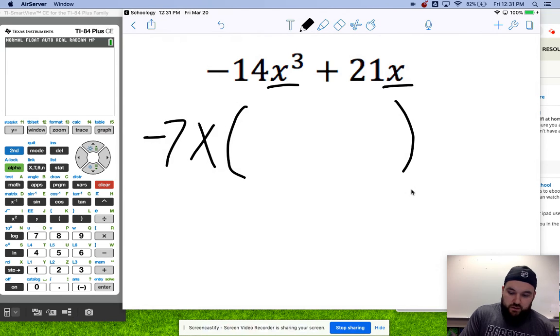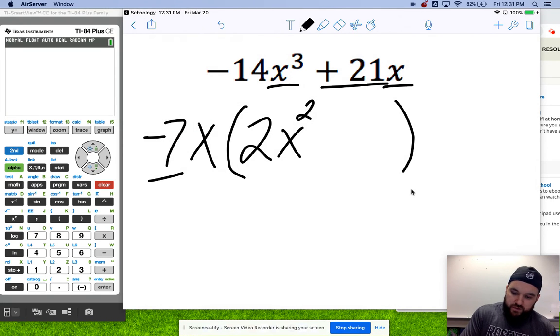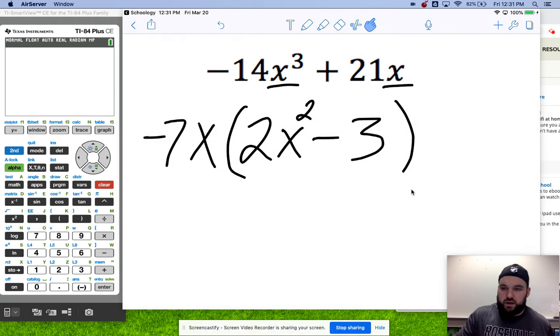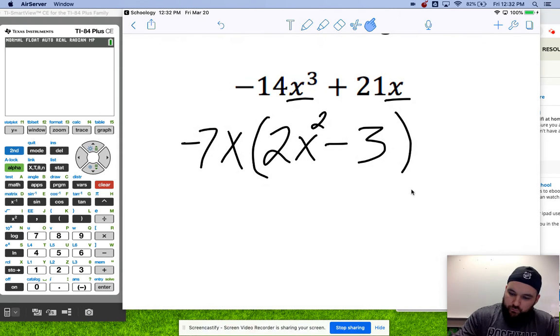Okay, so then finally here, negative 14 divided by negative 7 is 2. X to the third reduces down to x to the second. And 21, be careful here, 21 divided by negative 7 is going to be negative 3. And there's no x's remaining because I took it out as part of the GCF. So here is our final expression.